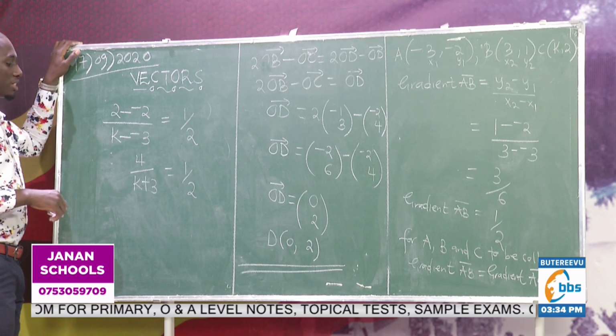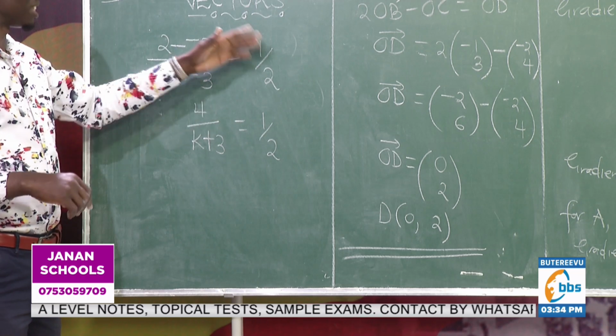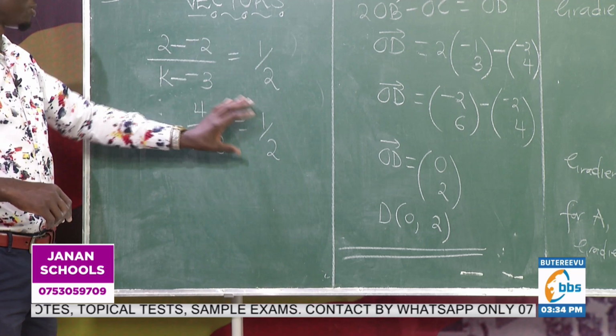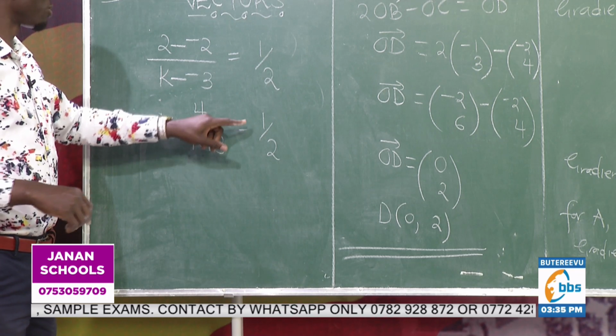Now what you have to do next is we are looking for K. I think the vectors and collinearity part is now done. Here it's about solving. You have to solve this equation and find the value of K. So I can do it by cross multiplying.